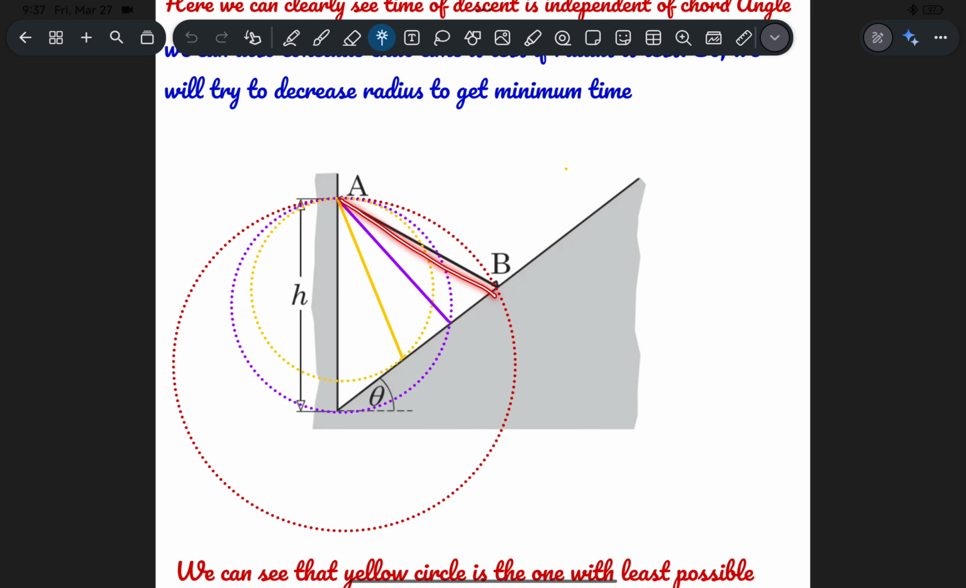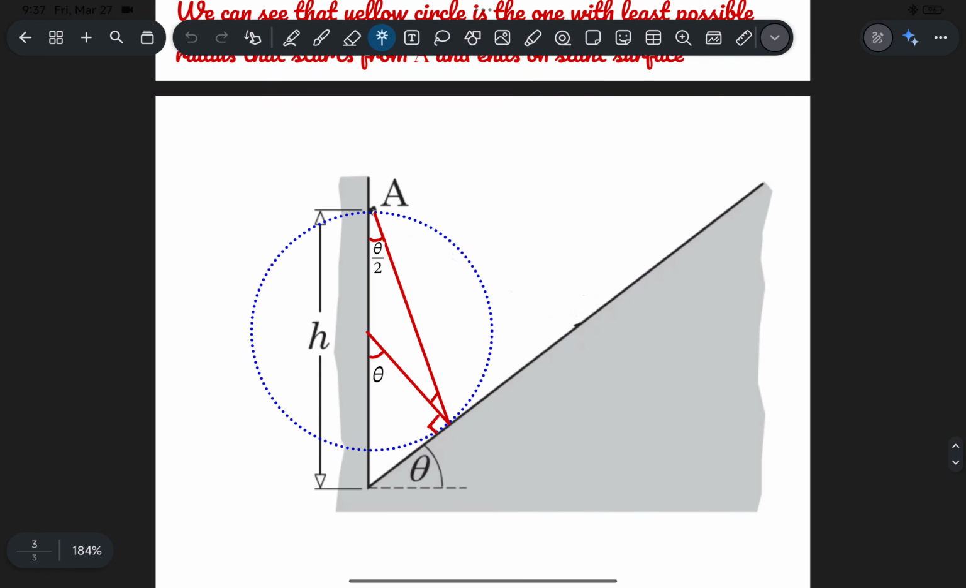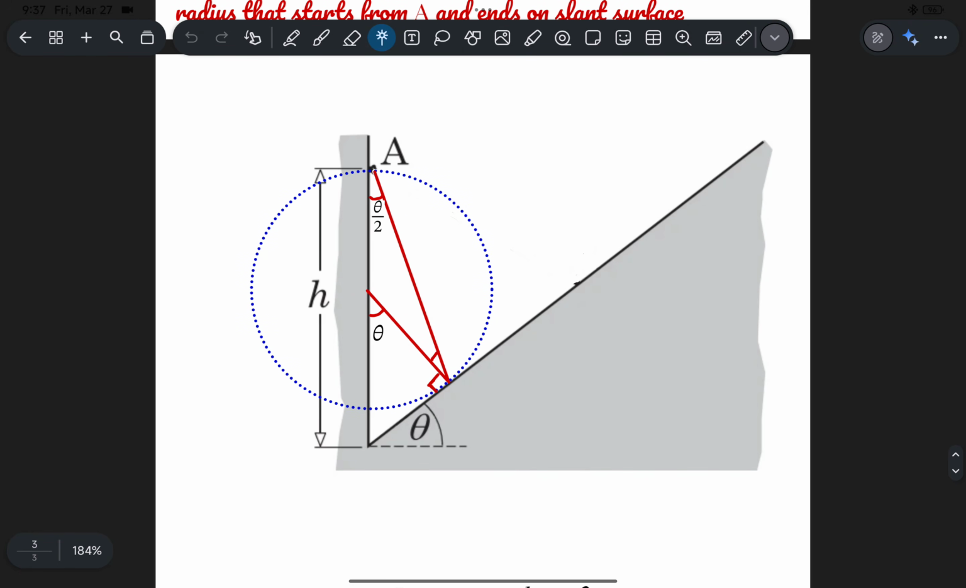So for this chord, time taken will be more, and the blue one is relatively smaller, so time taken will be a little bit less as the radius decreased. For the yellow one, the radius is the least. If you draw a circle smaller than this, you can never reach the inclined surface, so those are not possible. The least possible circle which will help you reach the inclined surface is the yellow one. Here, this inclined surface is tangent to this. If I take one radius, this must be perpendicular as the circle is tangent, and this is the least possible circle that we are talking about.